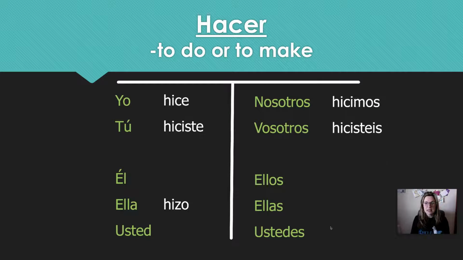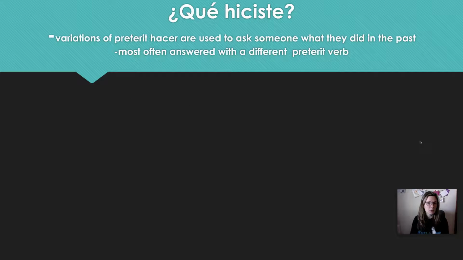Hicimos, hicisteis. And just a reminder that if you look at this verb, the vosotros form isn't as hard as it looks. It looks really long, like it has this really long ending, but it's actually the tú form. And then you just add this little "is" at the end. So it's not as complicated as it really looks. And the last one we have is hicieron. So you're going to notice that that HA is going to turn to an HI all the way across the board. So let's do a little bit of a practice.